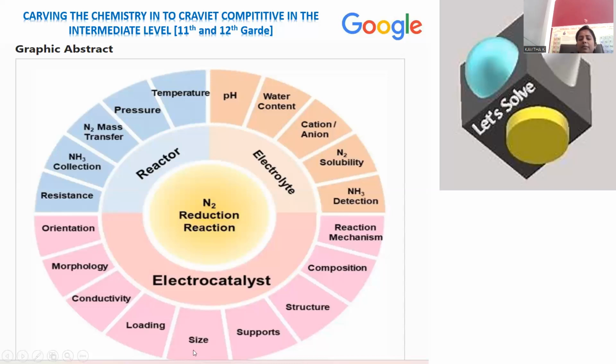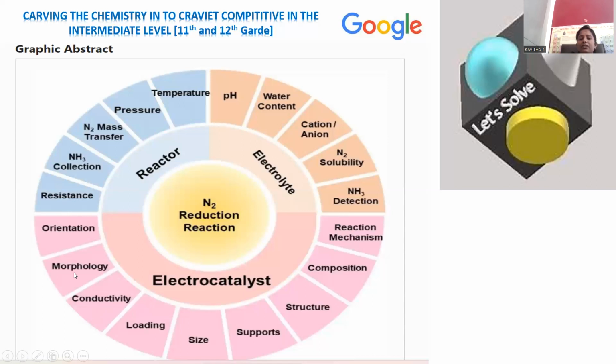And size of the particles. So here, not only the reactants and the products, but the catalyst as well, the diameter matters. As the diameter decreases, surface area increases and the rate of reaction increases, so that size also matters for the rate of reaction. Loading process: how can we load the reactants in order to achieve the product in a short span of time, that is also important. Conductivity: here the environment should be such that it conducts electricity to the maximum extent, so that we can achieve the product in the expected yield, right?